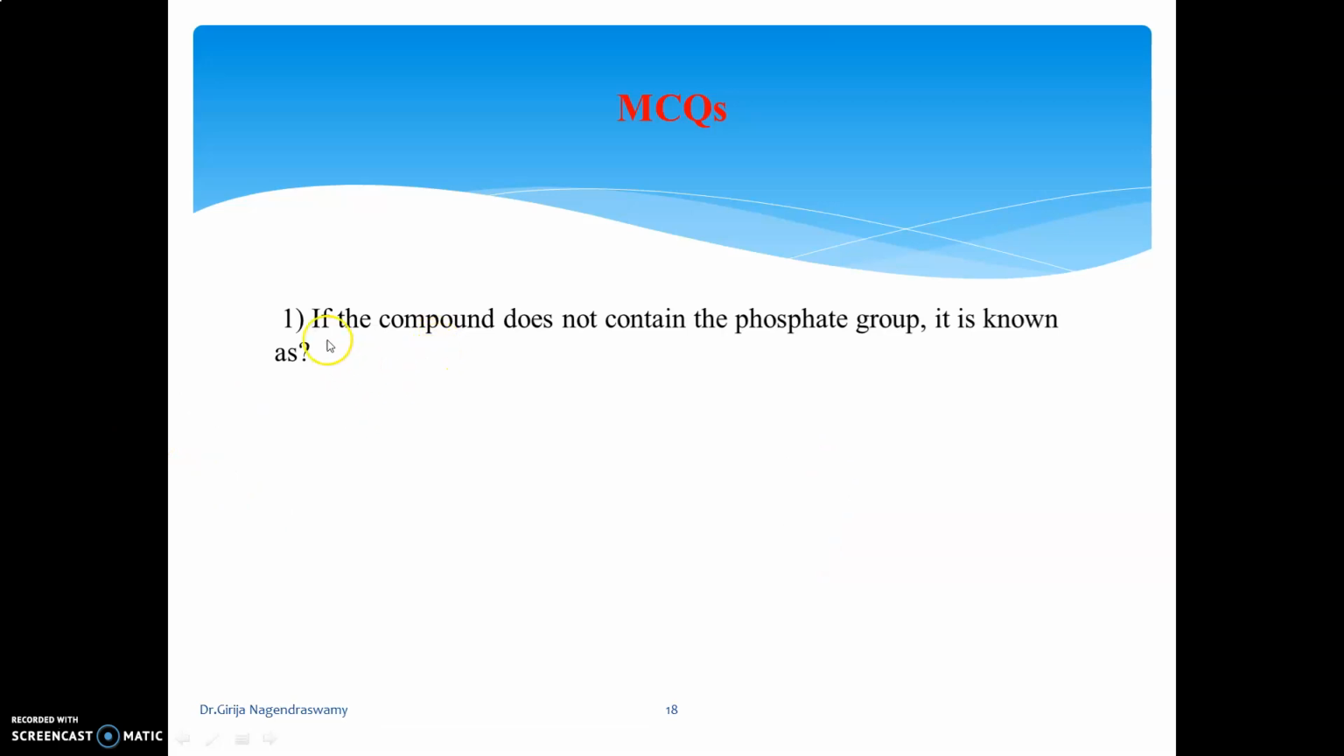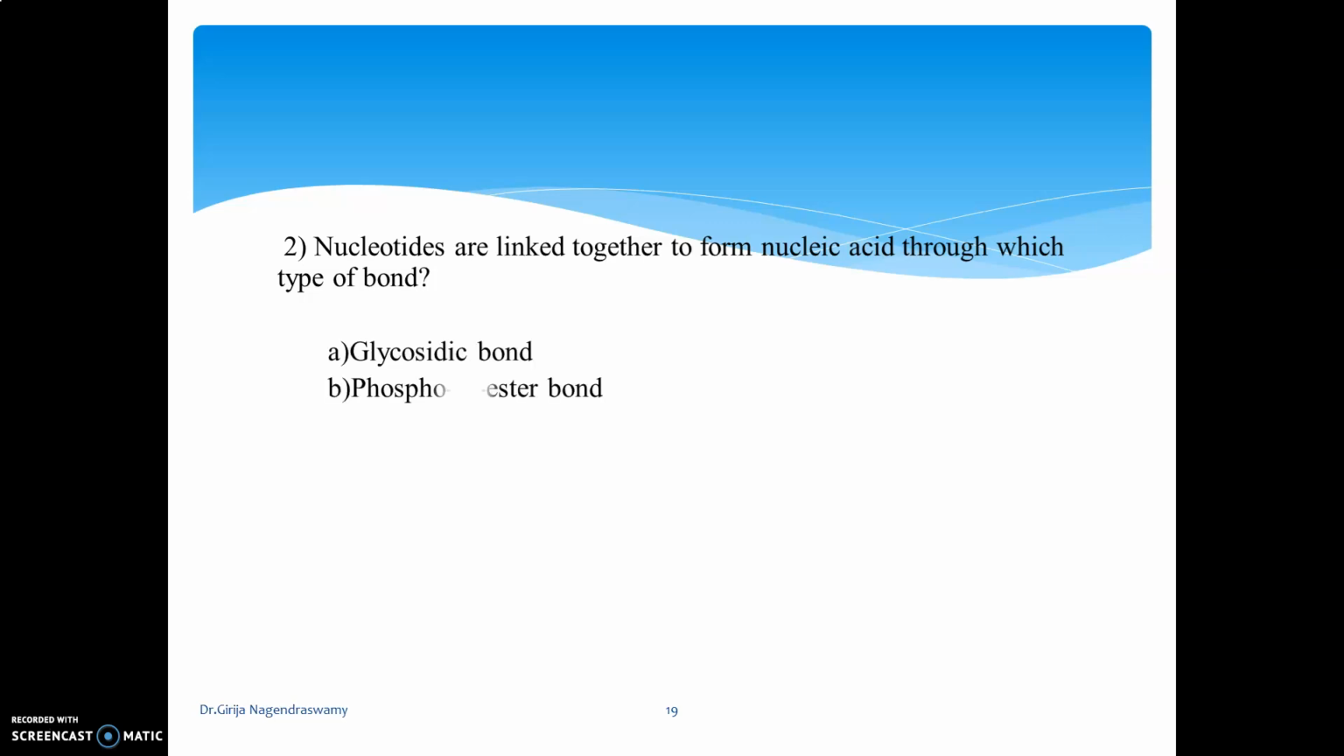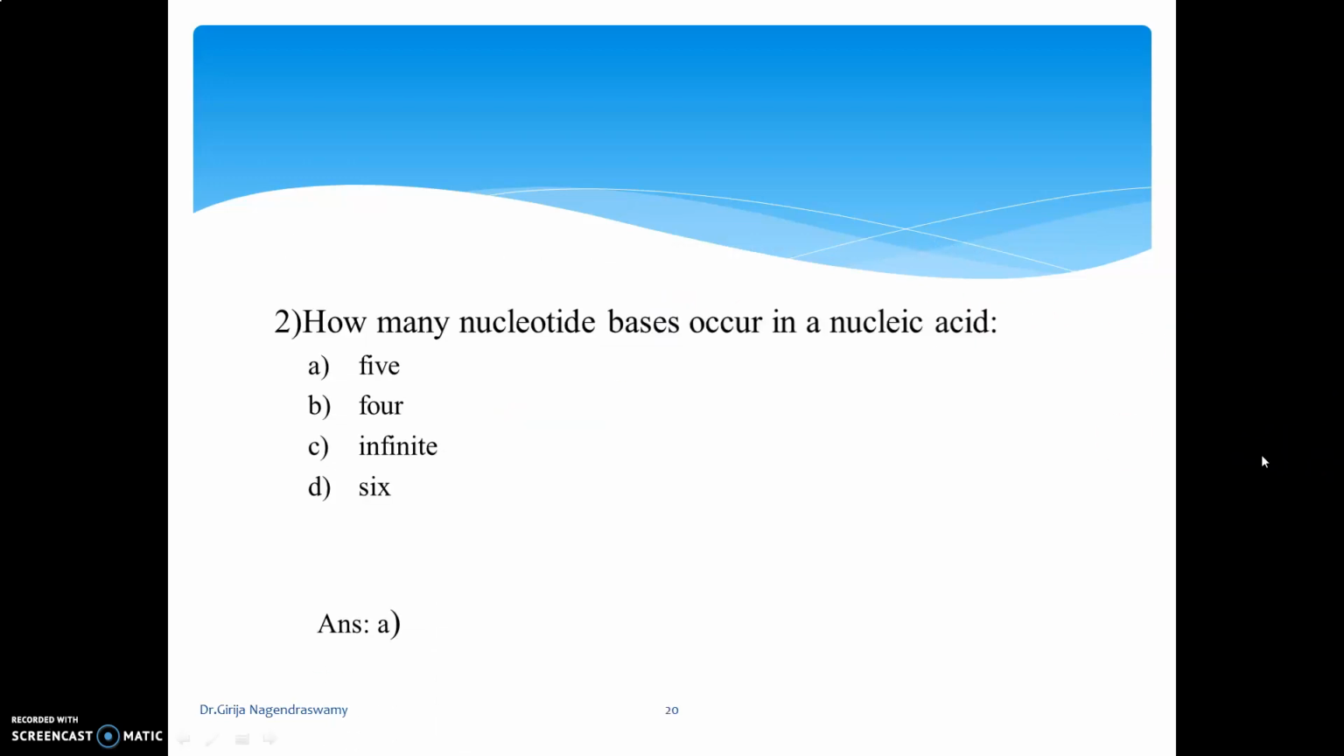MCQs. First one is, if the compound does not contain the phosphate group, it is known as nucleoside. Second is, nucleotides are linked together to form nucleic acid through which type of bond? Answer is phosphodiester bond. How many nucleotide bases occur in nucleic acid? That is 5.